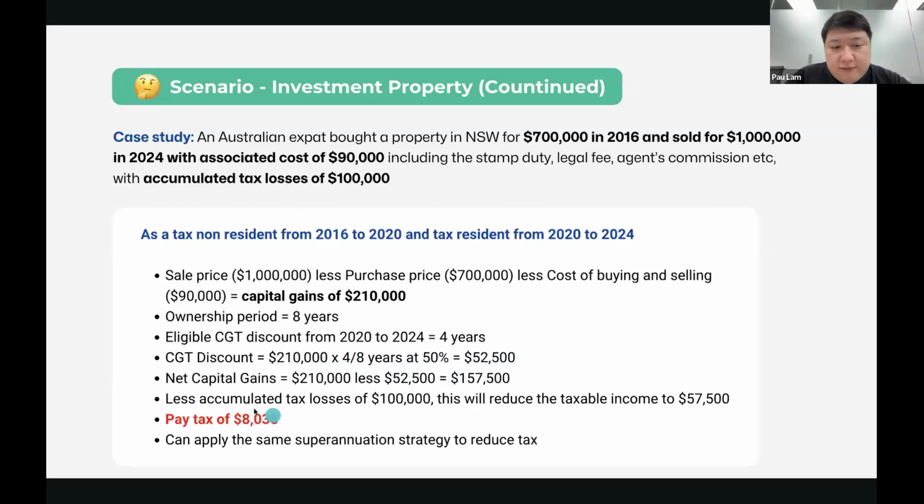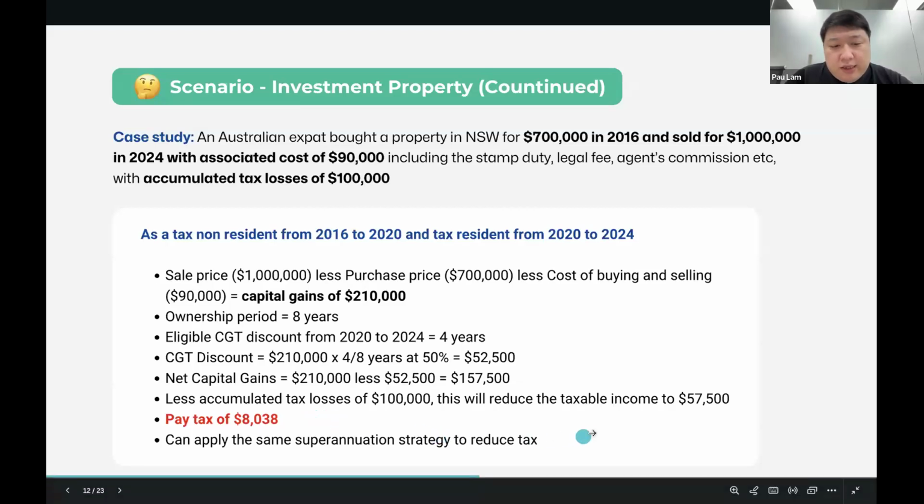So the net capital gain will be 210 less this discount. So you're going to have an income of $157,000. And then minus the losses that you have, the 100K. This will further bring down the taxable income to only 57,500. And because you're a resident of Australia, you get the 18,000 threshold. Your rate starts from 16%, much lower than a non-resident. So you would end up paying only $8,000 in this example. Assuming you have no other income, this is your pure income that you need to report for the year.